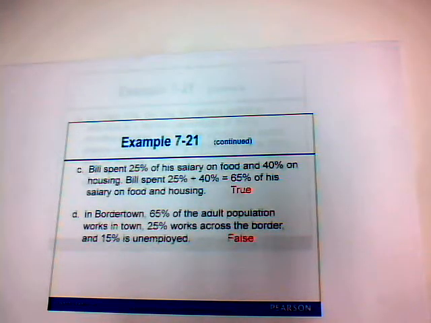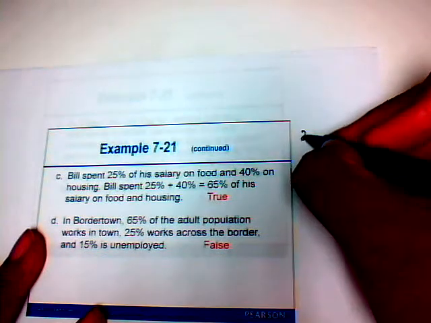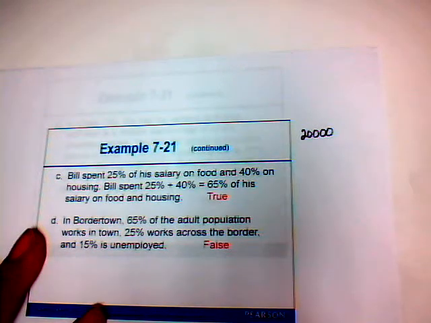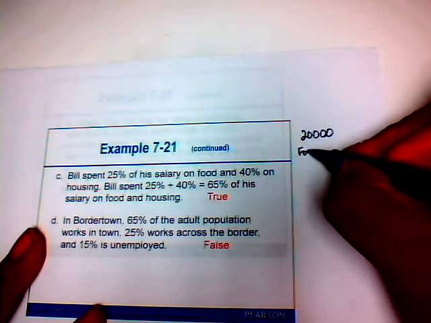Part C. Bill spent 25% of his salary on food and 40% on housing. Bill spent 25% plus 40%, which is equal to 65% of his salary on food and housing. That would be true. Because if he made $20,000, let's say, 25% of his salary is on food. That would be $5,000. So for food, he'll be paying $5,000.